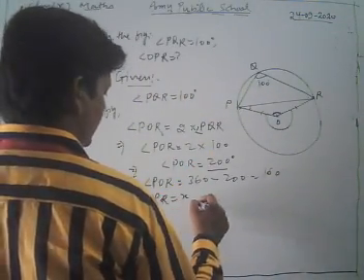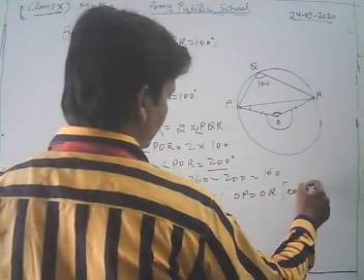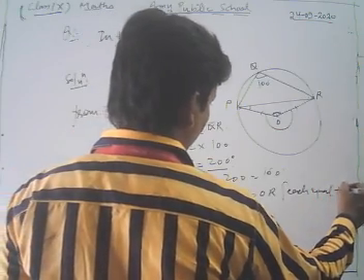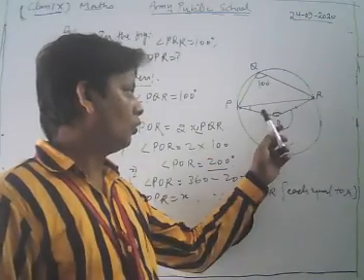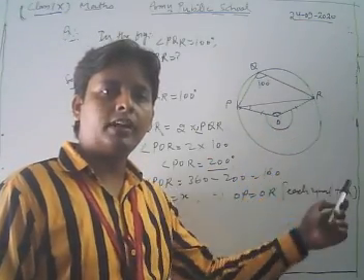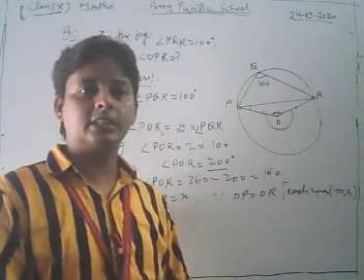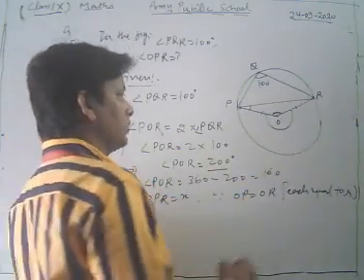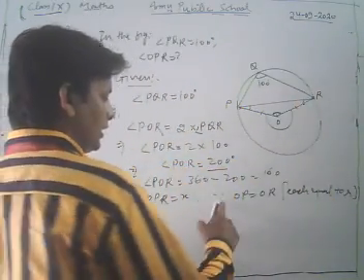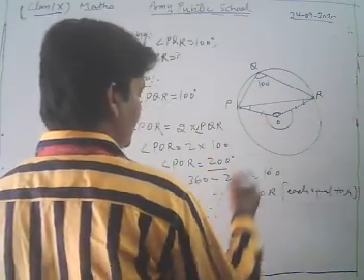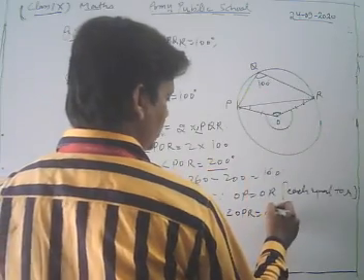Since OP is equal to OR, each equal to R, the radius of the circle. Let's see, dear students, here OP is equal to OR. If OP is equal to OR, then, as I discussed in the previous topic, the angles opposite to equal sides are also equal. Since OP is equal to OR, angle OPR must be equal to angle ORP.